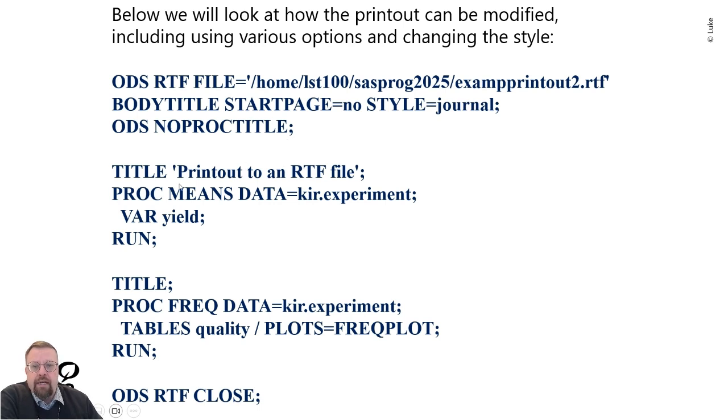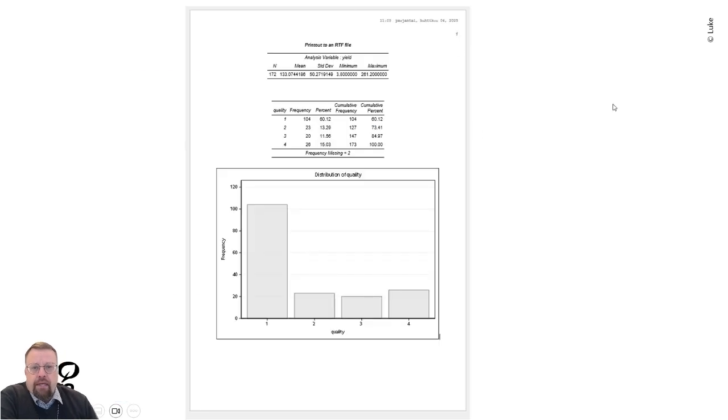And we also define this title, printout to an RTF file, here in the statements that we are running. And that's about it. So when we run this one, we get, in my opinion, much nicer looking output in the RTF file, mostly because of the journal style, but also, for example, everything is on one page and so on.